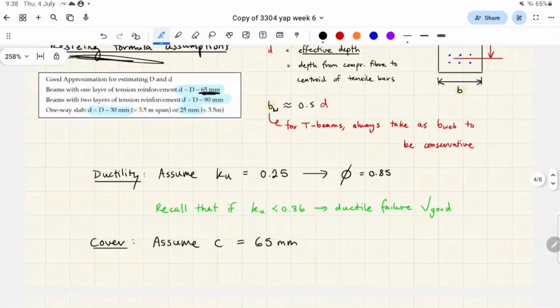Okay, the other thing we have to assume is we have a KU of 0.25, except in question 3 it tells you a slightly different KU value, but that's fine. Does anyone remember what KU is about? So KU is a measure of ductility, and essentially the lower this number is, the more ductile it is, which is good because we want a ductile failure essentially. Oh yeah, so like it shouldn't be brittle.